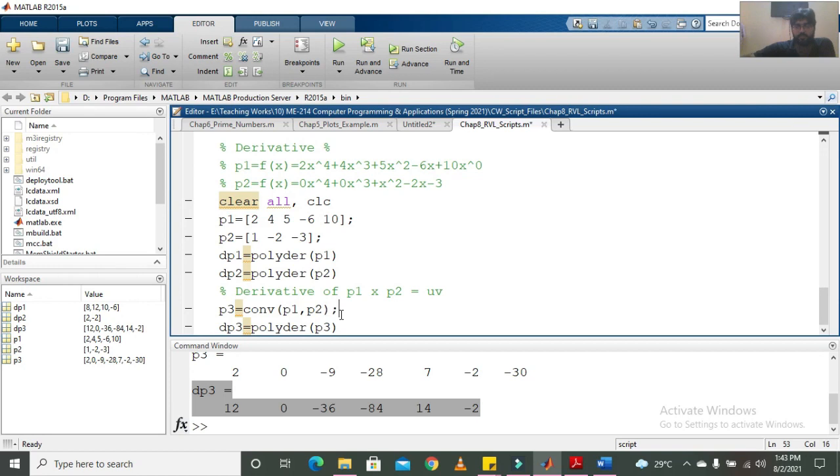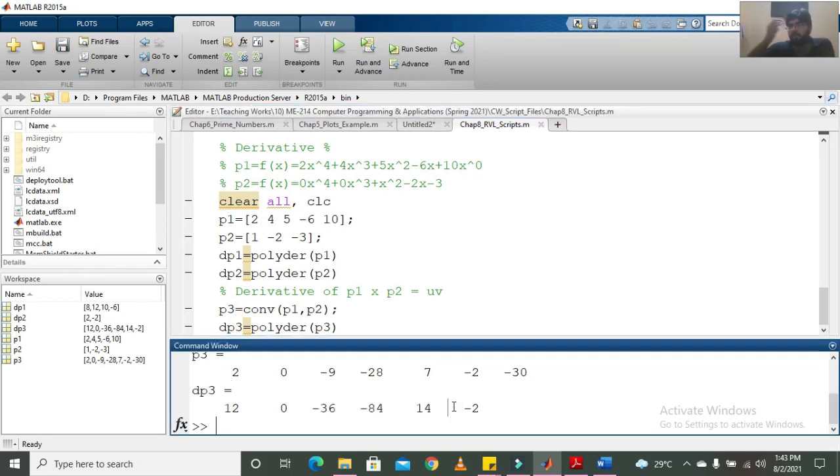But let's say, I mean, you can calculate it by multiplying the polynomials and then calculating the derivative. But if you remember, at intermediate level you have studied some formulas regarding the multiplication of polynomials and then taking the derivative. The relation was like u times the derivative of v plus v multiplied with the derivative of u. So this is what we can also do directly in MATLAB as well.